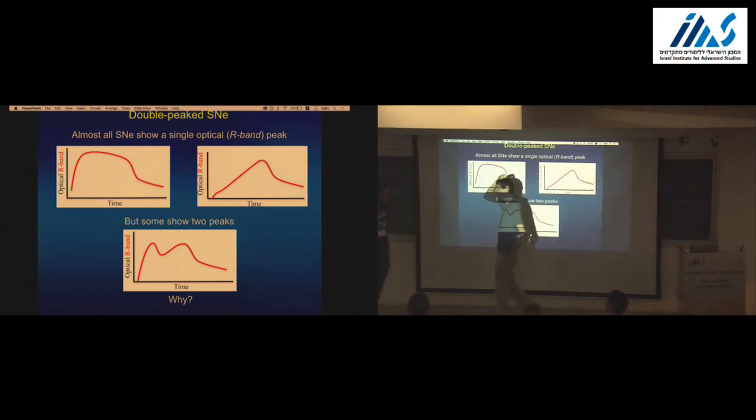So now we can use everything that we learned so far to ask, okay, so what the hell are double-peak supernovae? So usually supernovae look like this or look like that. But every once in a while, instead of a one-hump camel, we see a double-hump camel. Okay? So where is this double-hump camel coming from?